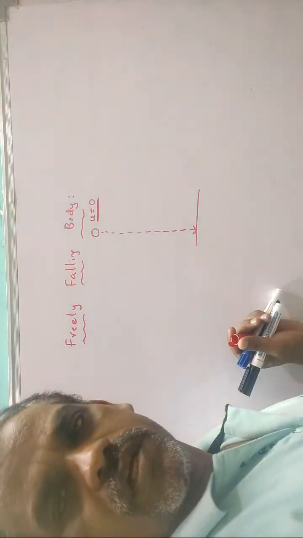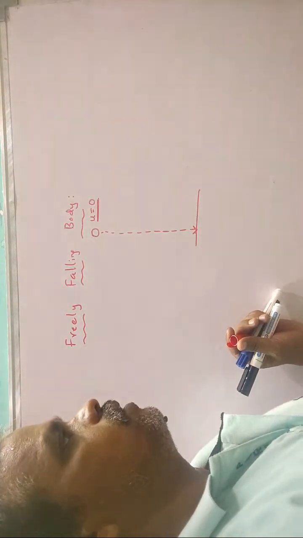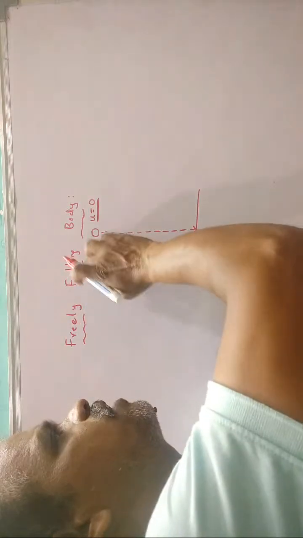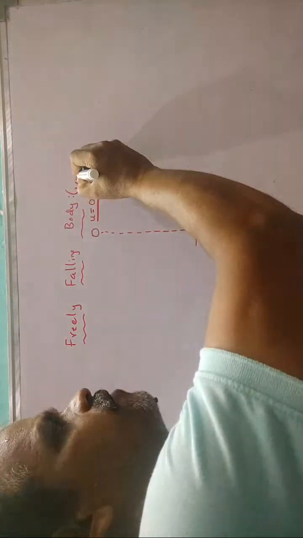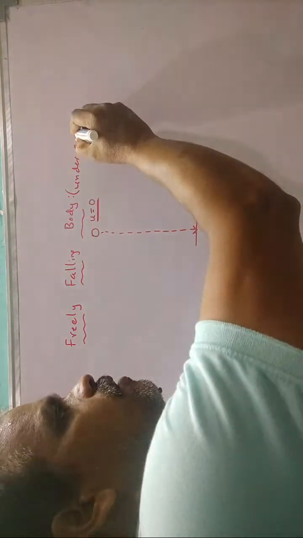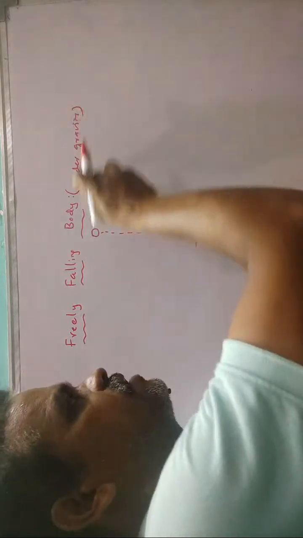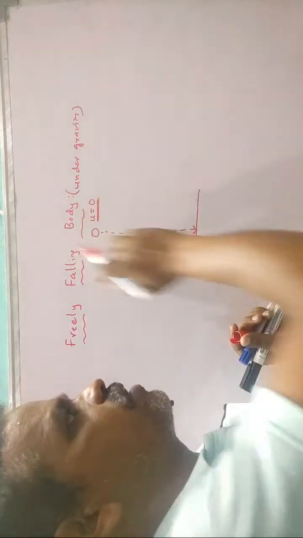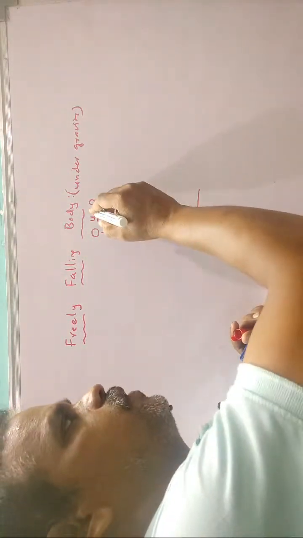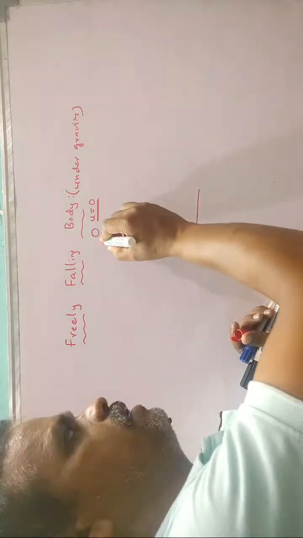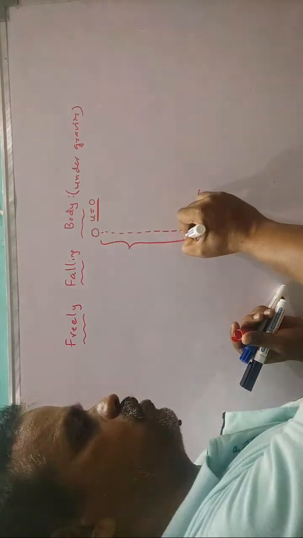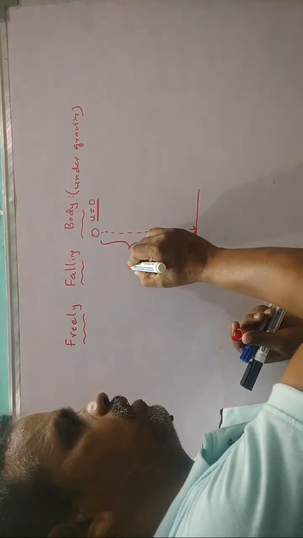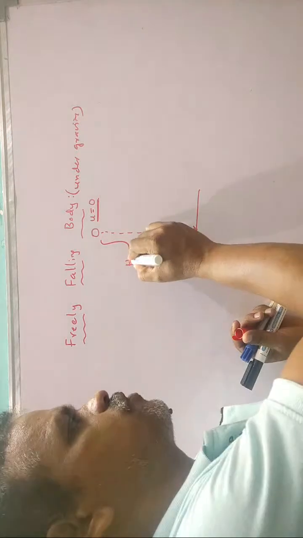So what happens here? See the freely falling body here under gravity. Gravitational field is there. The earth is attracting that body. Say u equal to 0. It covers, to touch the ground, h displacement.